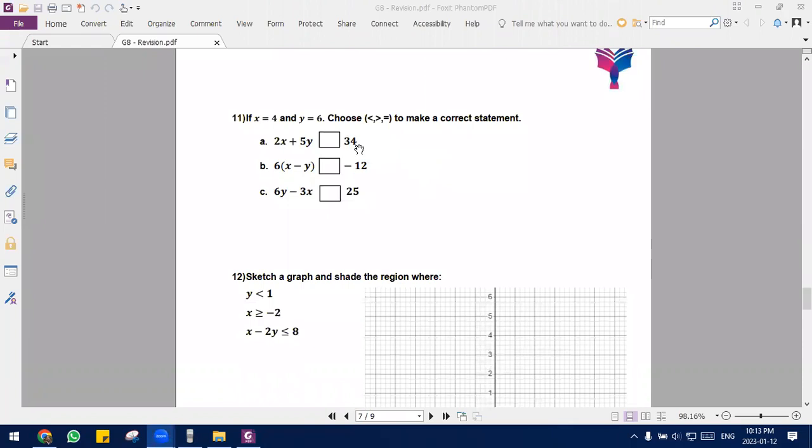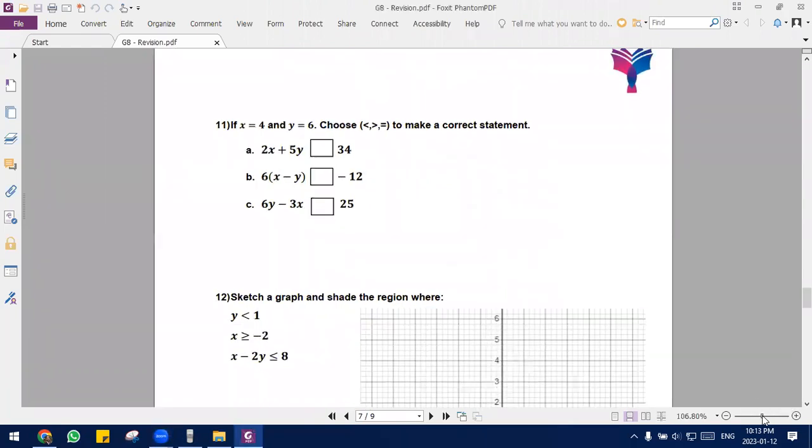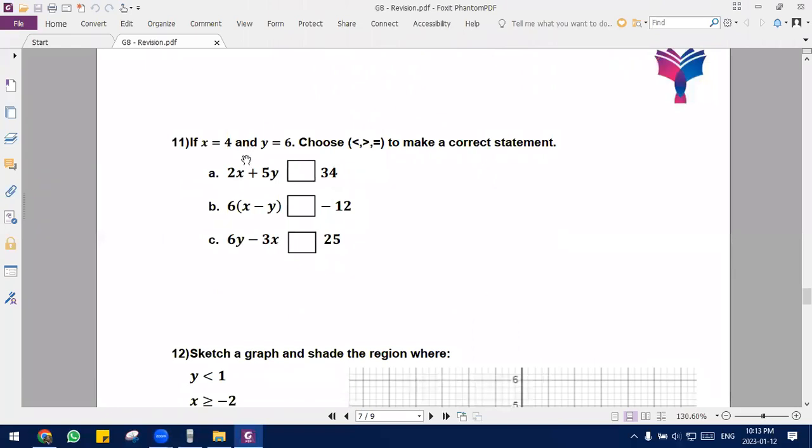Okay, now another question for the inequality. Here we have some equations, but we don't have the sign between them. It says put less, greater, or equal to. And here we have some values given, x equal to 4 and y equal to 6. We need to place the correct statement. So in 2x, instead of x, you need to put 4. But we need to put it in brackets. What does that mean? It means multiplication. It's not 24. No, it's multiplication here.